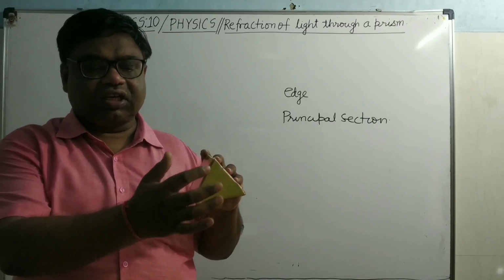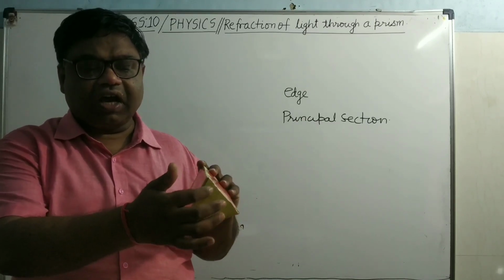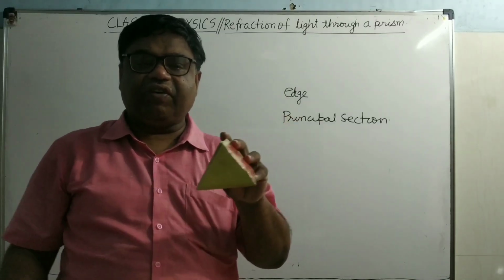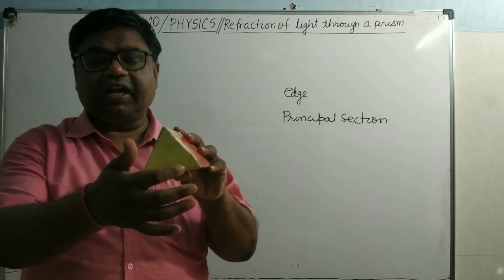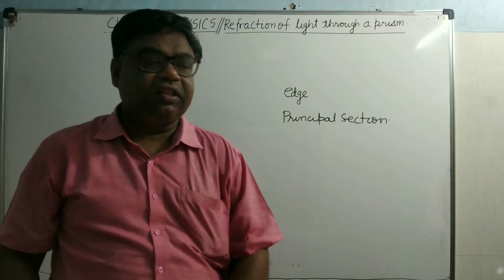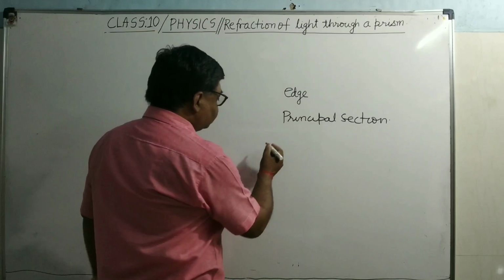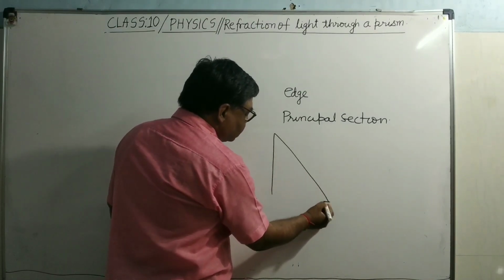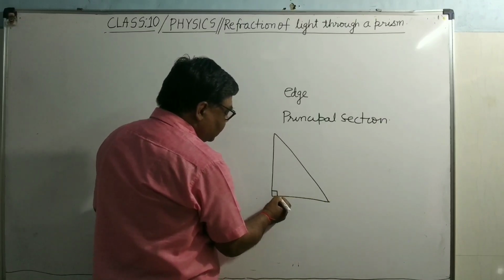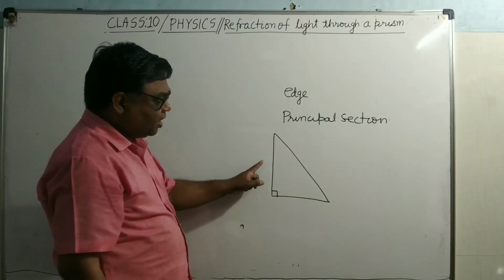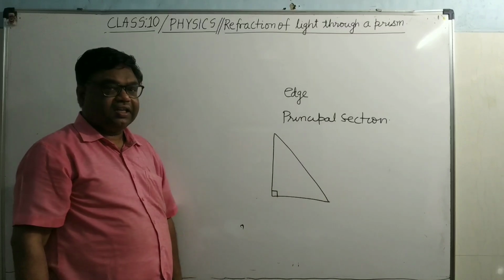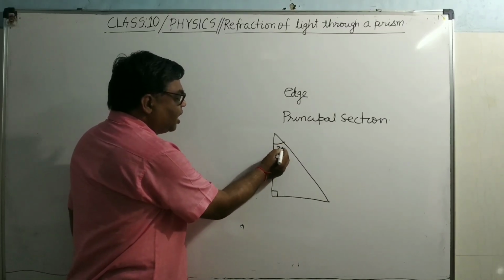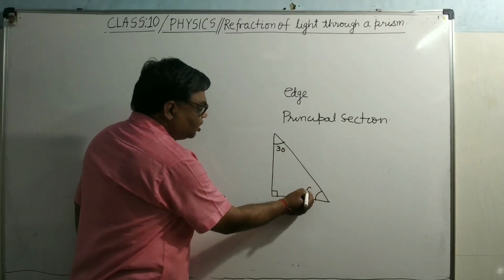This triangular face has all angles equal, but it is not necessary that in every prism all three angles will be 60 degrees. They may be of different degrees also. Here I have drawn the principal section of one prism. Here this is 90 degrees, meaning the angle between two refracting faces is 90 degrees. In between the other two it is 30 degrees, and in between these two it is 60 degrees.